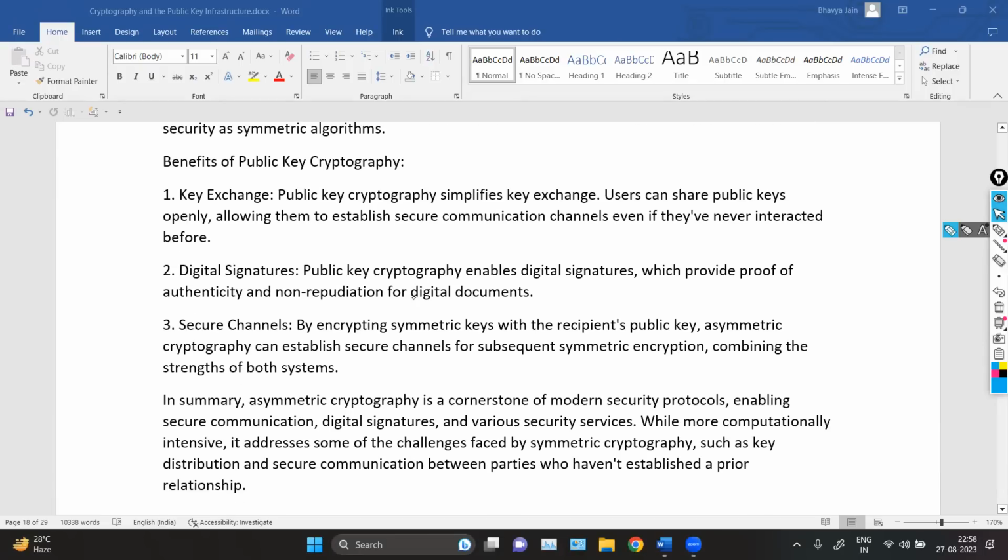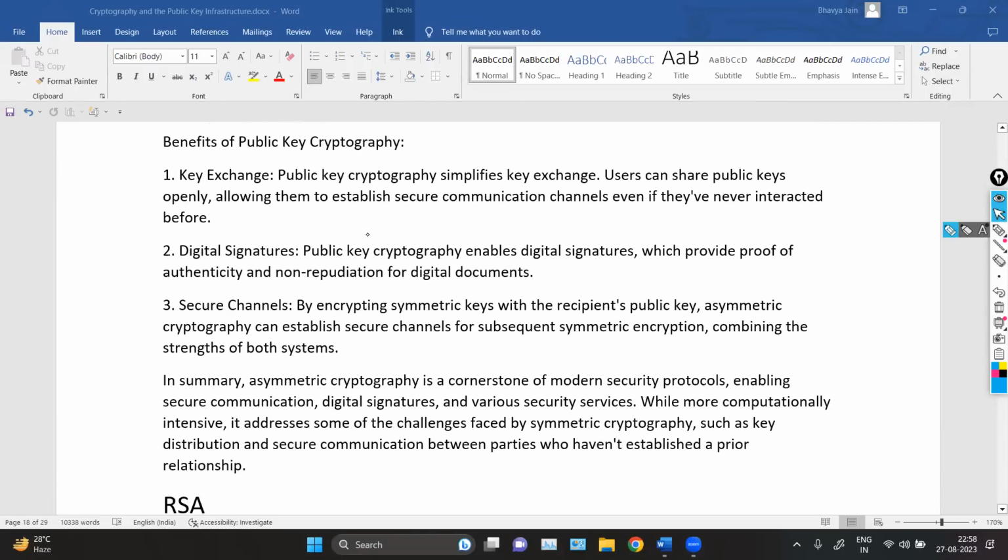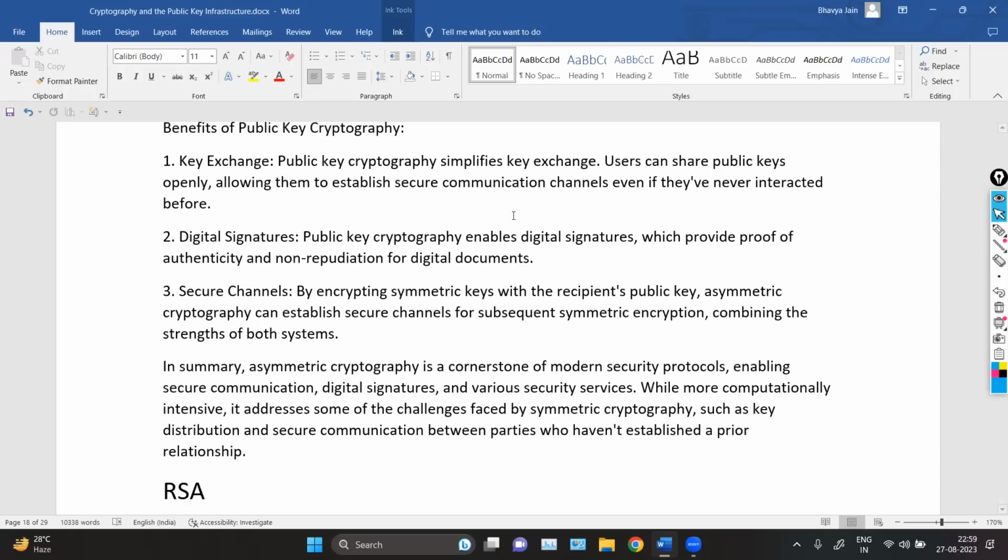So first, the benefit is security. Second, the benefit is we can achieve digital signatures. Key exchange: public key cryptography simplifies key exchange. We don't need to first exchange the real key, which is the key we are using for decryption. We are just exchanging the public key, which is obvious, and we don't have any threat against the public key.